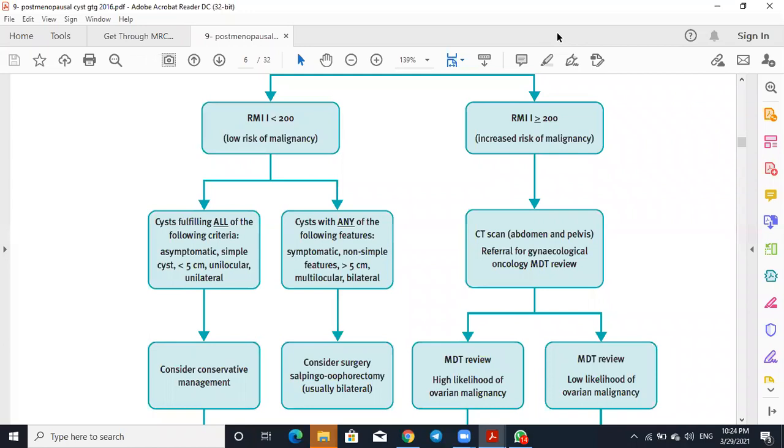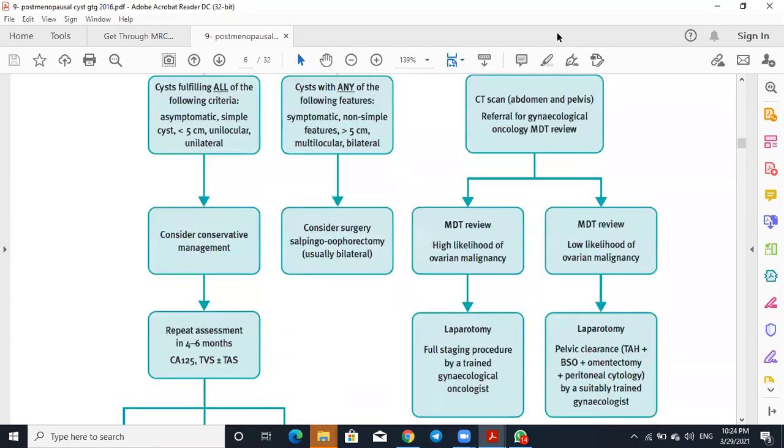But if the cyst fulfills all the following criteria: asymptomatic, the patient has no symptom, we just see it on ultrasound, less than 5 centimeter, unilocular, unilateral, then we will consider conservative management. And we will repeat it again after 4 to 6 months, the same: CA125, TVS, plus or minus transabdominal scan.